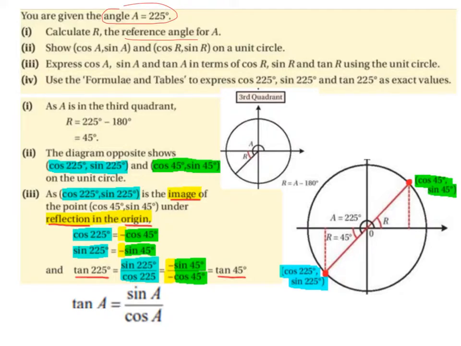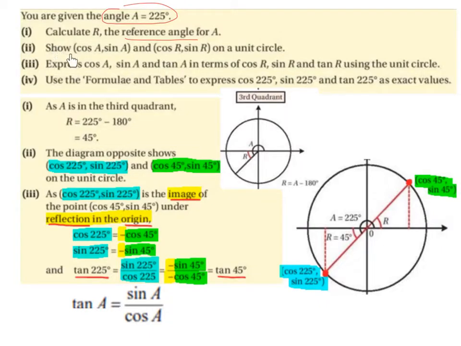So if we're trying to find the reference angle in the third quadrant, it's going to be the angle minus 180 degrees. You have to learn this off by heart. So it's going to be 225 degrees minus 180 degrees, which is 45 degrees. So the reference angle is 45 degrees.